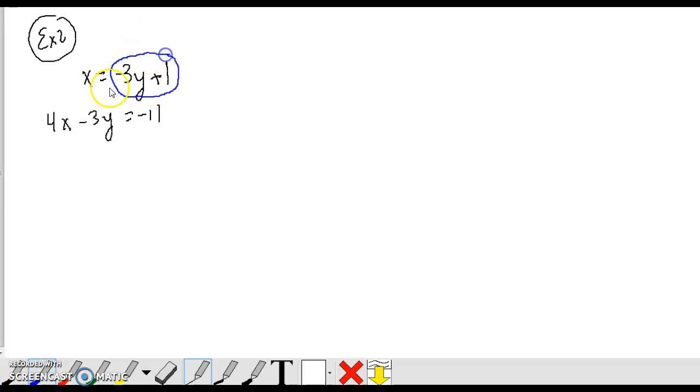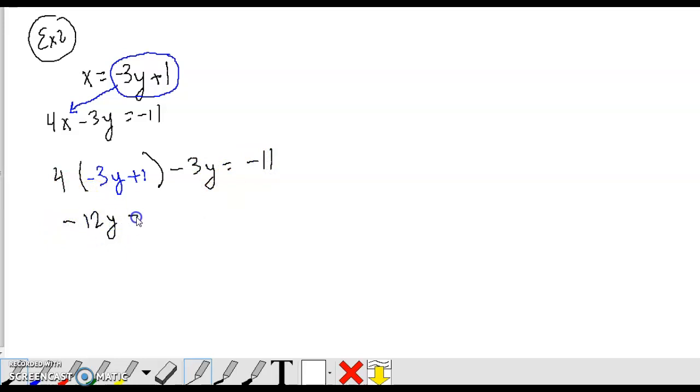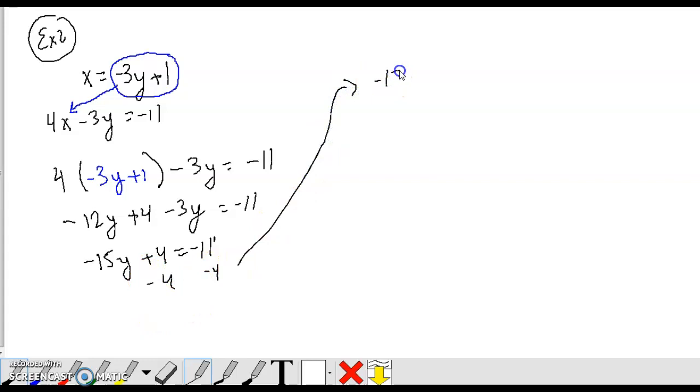So I'm going to go ahead and circle that, draw an arrow, and say I'm going to replace it right there. So what that looks like is this: 4 parentheses negative 3y plus 1, right, minus 3y is equal to negative 11. So negative 12y plus 4 minus 3y is equal to negative 11. So negative 15y plus 4 is equal to negative 11, minus 4 to both sides. I'm going to bring it up here. Negative 15y is equal to negative 15. y is equal to the number 1.